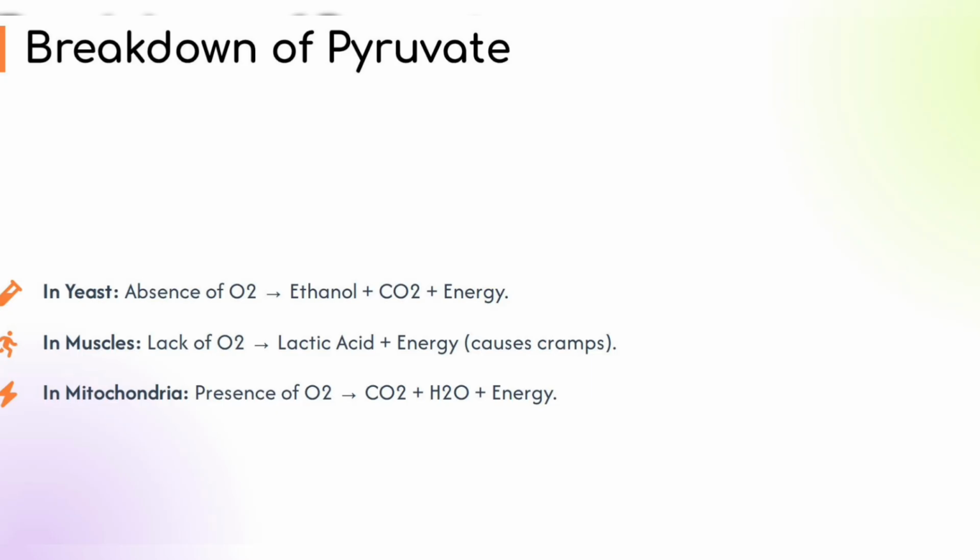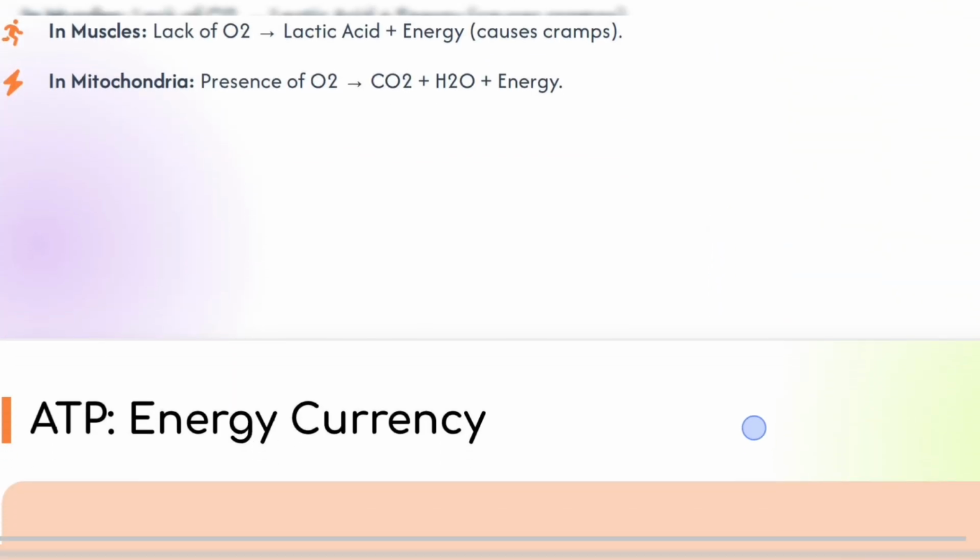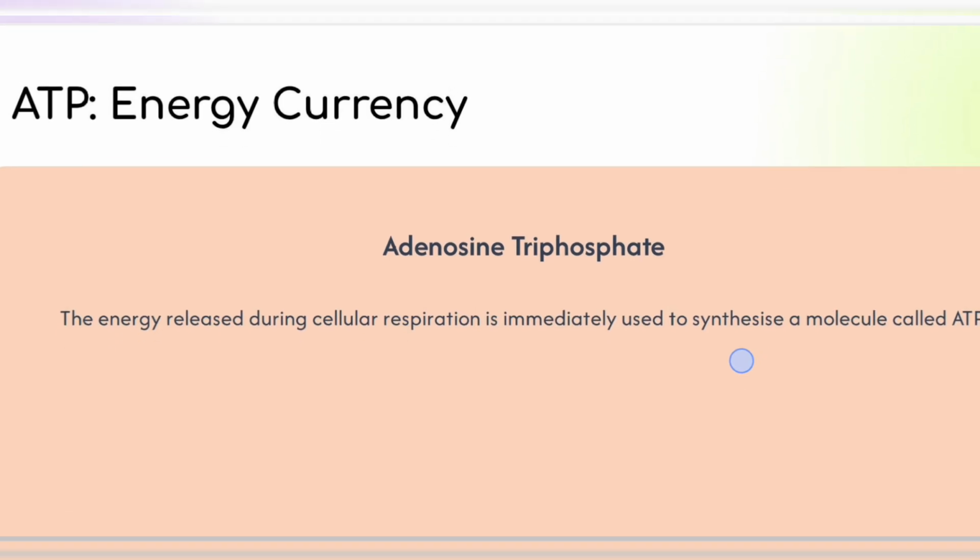Next, in mitochondria with oxygen, pyruvate is completely broken down into CO2 plus H2O plus lots of energy. Next we will study ATP, the energy currency.